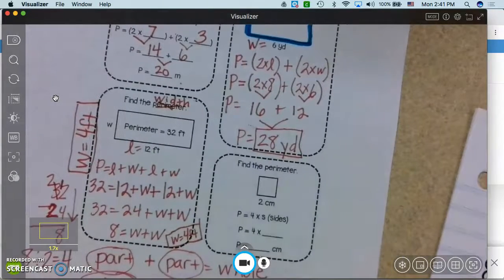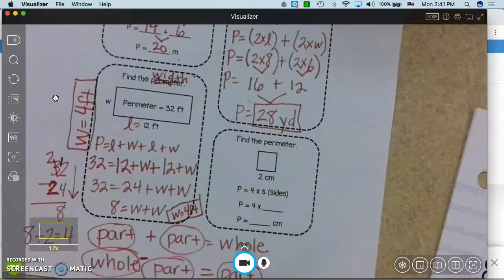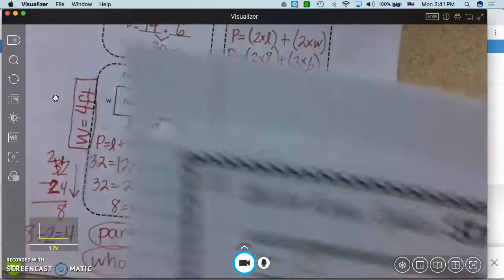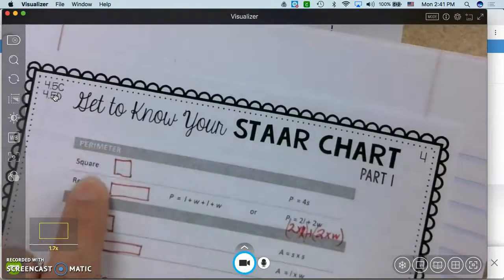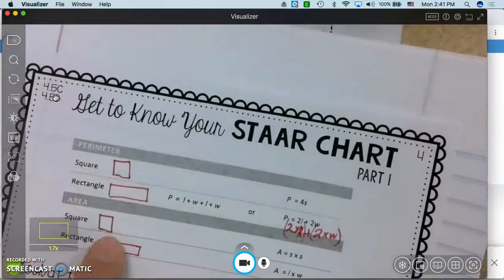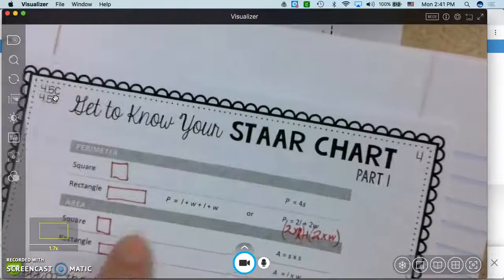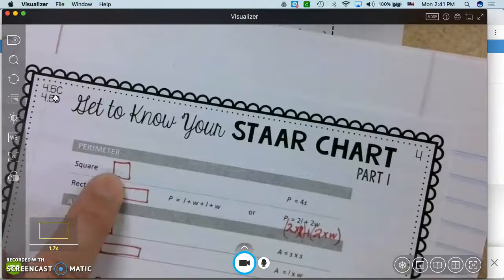Now the last example is what shape? A square. So look back at your formula chart for perimeter and square. Remember we drew the little squares there. We're not finding the area, so we don't want that formula. We want the formula for perimeter.